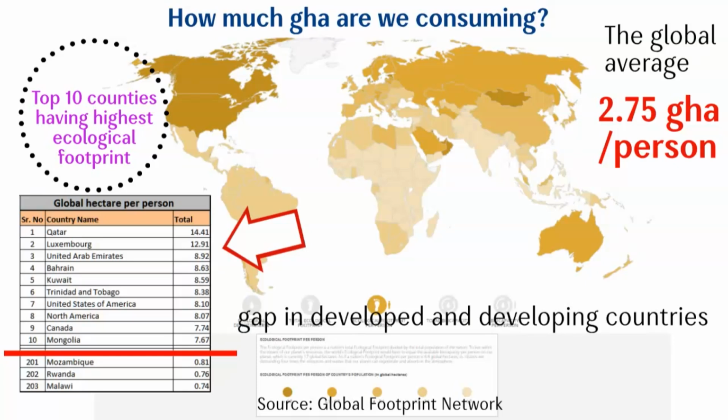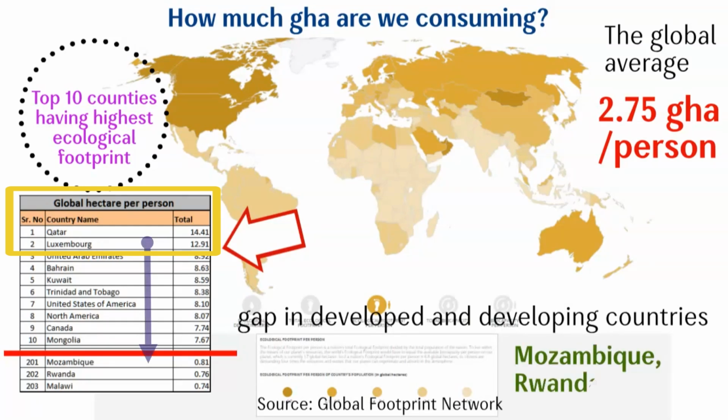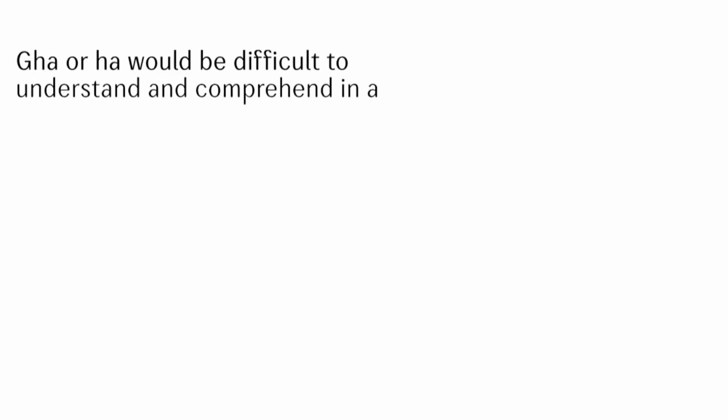These are the top 10 countries having the highest ecological footprint. One person in Qatar is using as much as 14.5 global hectares of resources. And compare this with Mozambique, Rwanda or Malawi, in which one person consumes only a quarter of a hectare. Global hectares or hectares would be difficult to understand and comprehend at a glance. How much earth are we consuming, right?